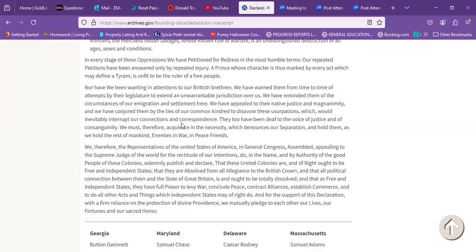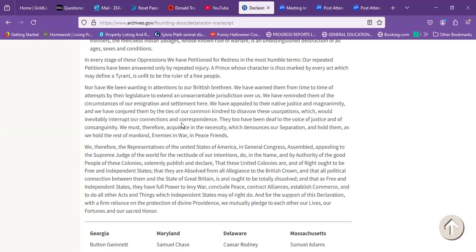We have reminded them of the circumstances of our immigration and settlement here, still talking about the British people. We have appealed to their native justice and magnanimity, and we have conjured them by the ties of our common kindred to disavow these usurpations, there's that word again, which would inevitably interrupt our connections and correspondence. They too have been deaf to the voice of justice and of consanguinity. Consanguinity means shared blood. We must therefore acquiesce. To acquiesce is to accept silently, right? So we're just going to have to accept that this is who they are.